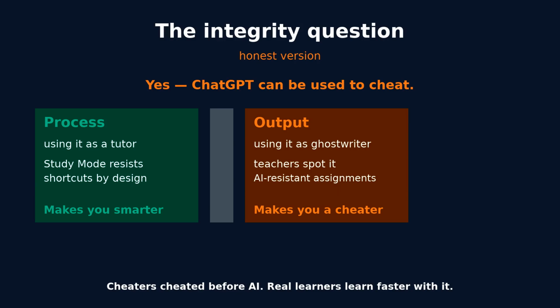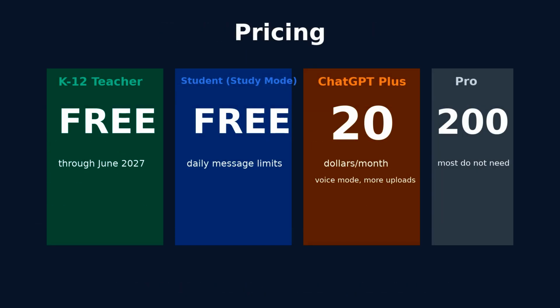Pricing. For verified US K-12 teachers. Free through June 2027. After that, OpenAI says they may adjust pricing but want to keep it affordable. For students, study mode works on the free tier with daily message limits. If you want ChatGPT Plus, it's $20 a month. That gets you faster responses, more file uploads, voice mode, and the newer models. Pro is $200 a month for power users. Most students do not need Pro, the honest call.